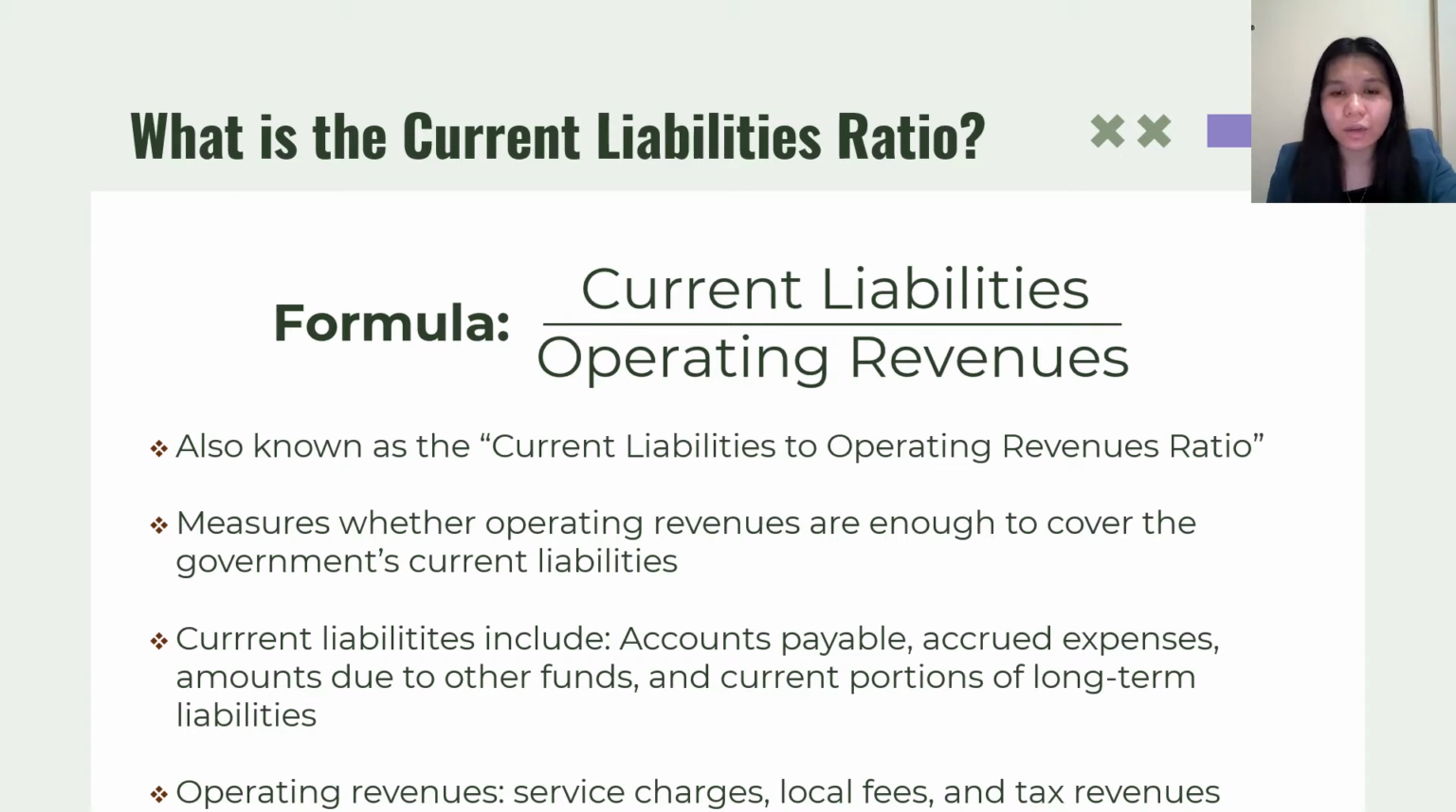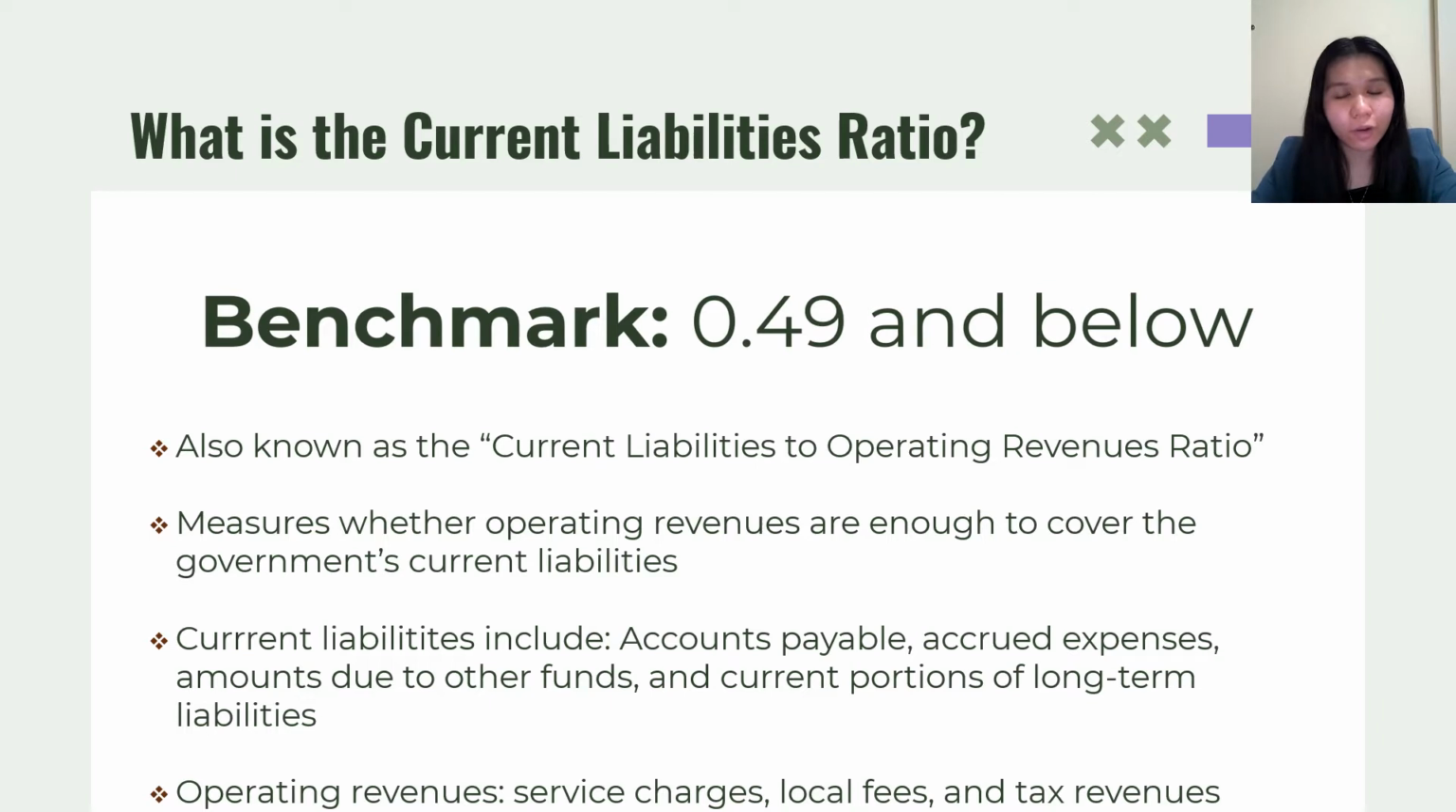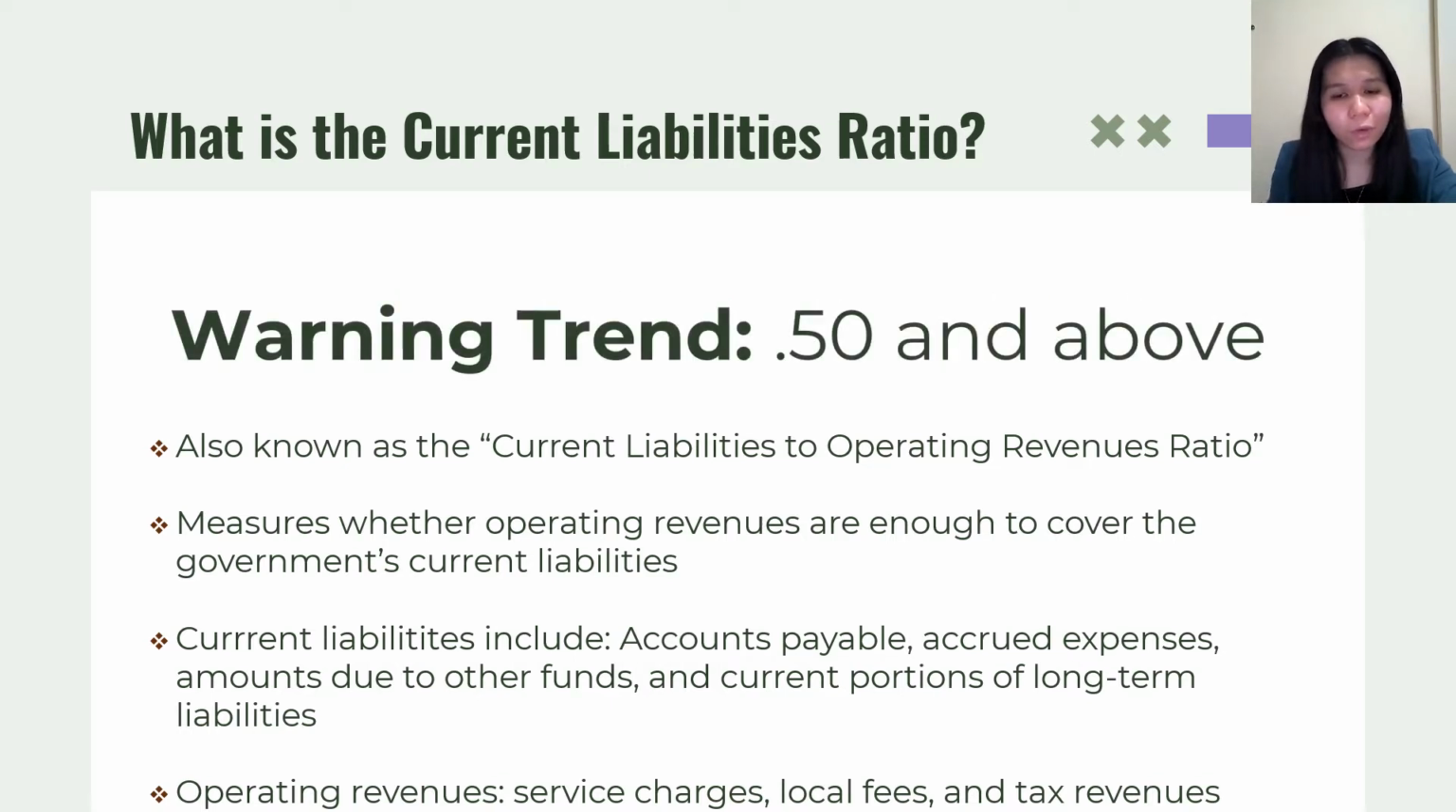The data found in the government of Guam's financial statements from 2016 to 2020 will compute the current liabilities ratios that are needed to help analyze the accountability and performance of the island's government. The benchmark for a current liabilities ratio is 0.49 and below. This is the number that governments should be aiming for. And a ratio that is 0.50 and above is considered a warning sign. This indicates that current liabilities are increasing while general government revenues are stagnant or decreasing.